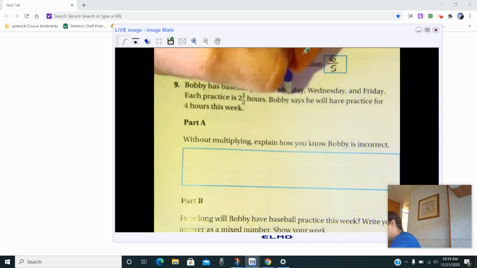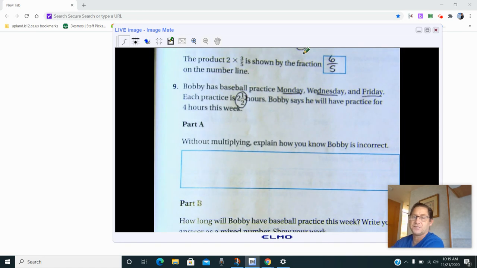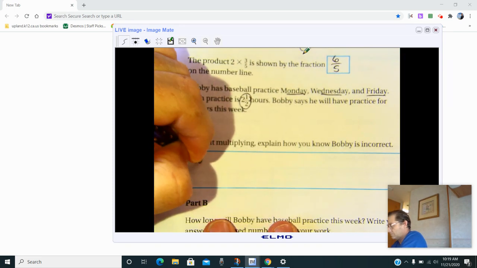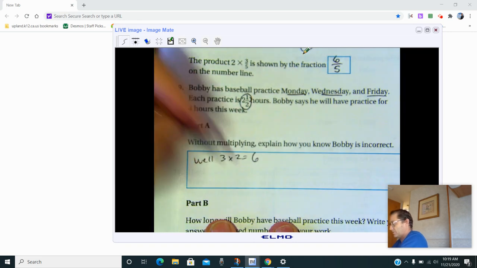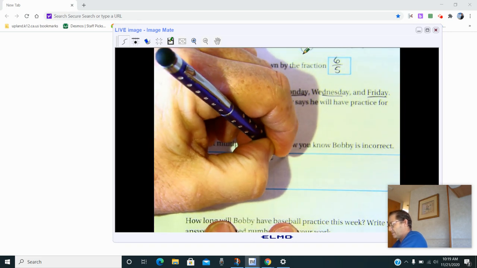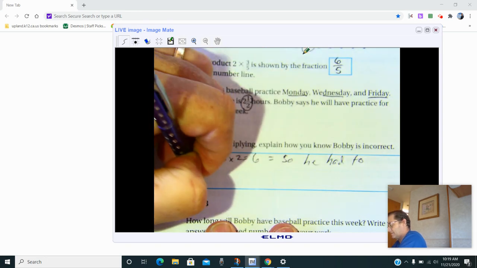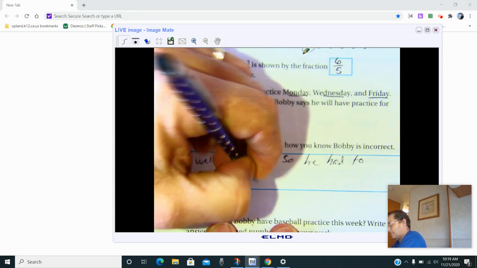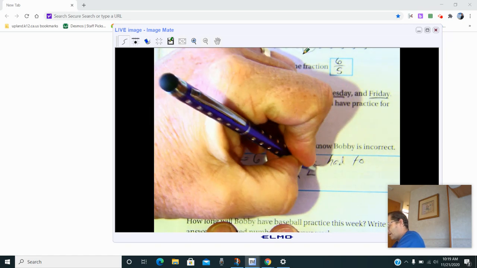Well, okay, so Monday, Wednesday, Friday. Each practice is 2.5 hours. 3 times 2 equals 6. So he had to practice more than 2 hours. I mean, more than 4 hours.